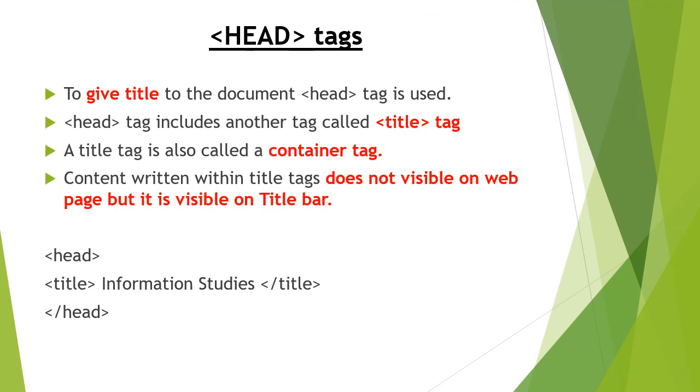Head tag. Now, what is the use of head tag? Head tag is used to give title to the document. Fine. To give title to the document, head tag is used. Head tag includes another tag called title tag. A title tag is also called a container tag. Now, how do you use head tag? See, first we write the head. Then inside the head we give another container tag, that is title. This is the starting tag of title and this is the closing tag of title.